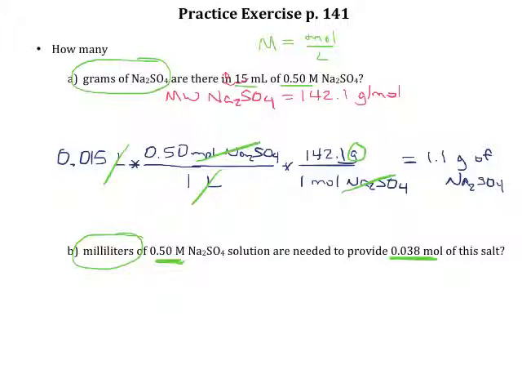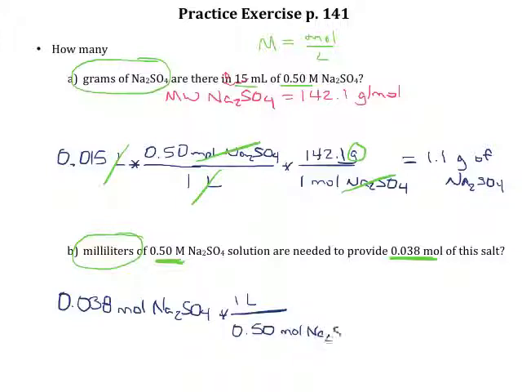So I'm starting with my 0.038 moles of Na2SO4. I know that in every 1 liter there are 0.50 moles. And again, this conversion factor is just the molarity. So this is what I was using up here as a conversion factor. I'm just using the inverse. I flipped it over because this time I want the moles to cancel out.